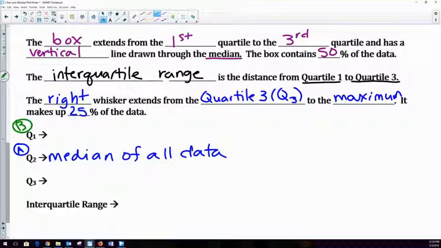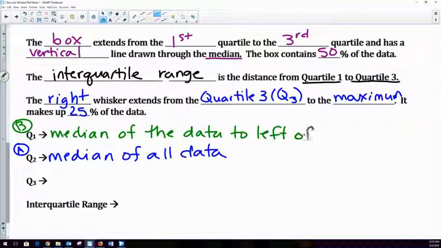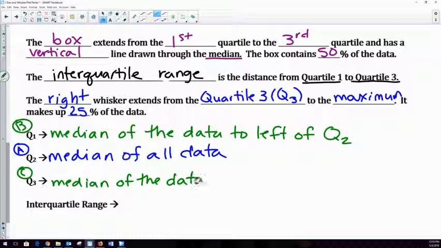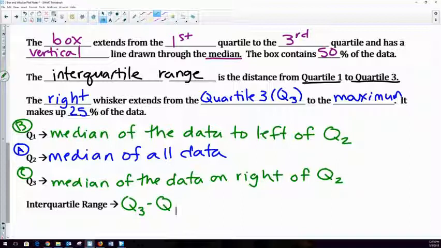So quartile 1 is the median, or the middle, of the data on the left of the median overall. And quartile 3 is the median of the data on the right. Finally, for your interquartile range, you're going to take the value that you get for Q3 and subtract from it the value that you get for Q1.